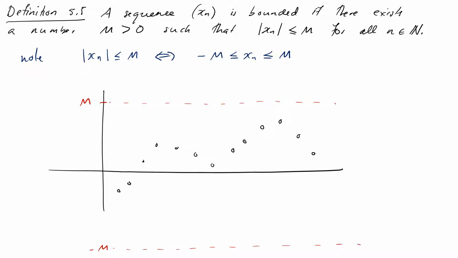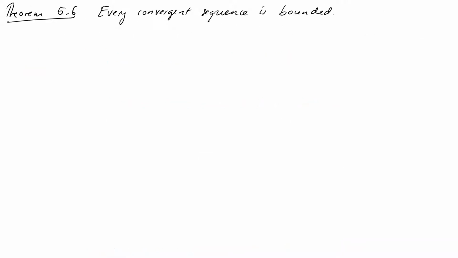And for this particular case they do, and so you say that m is a bound for my sequence. That's really all there is to it. A sequence is bounded if you can find such a number like this. Okay. So this leads us to the following theorem quite naturally.